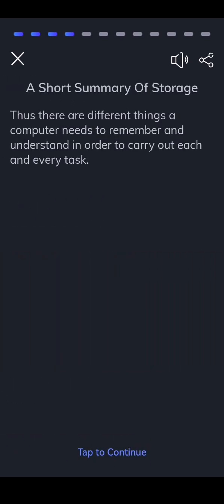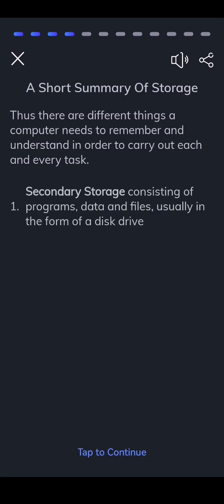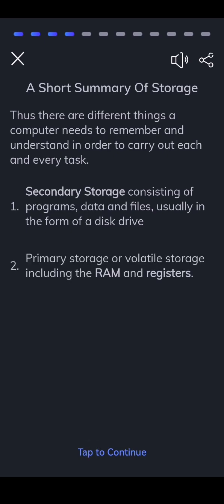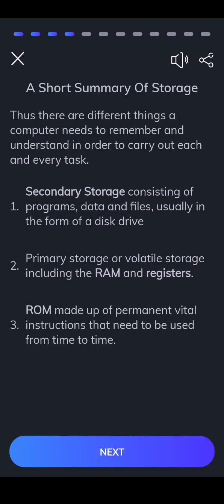Thus there are different things a computer needs to remember and understand in order to carry out each and every task. Secondary storage consisting of programs, data and files, usually in the form of a disk drive. Primary storage or volatile storage including the RAM and registers. ROM made up of permanent vital instructions that need to be used from time to time.